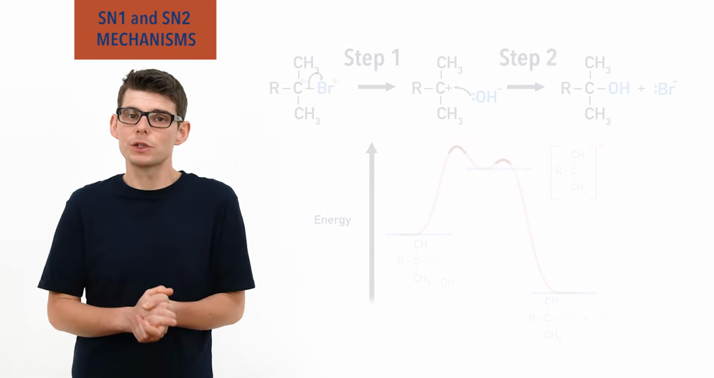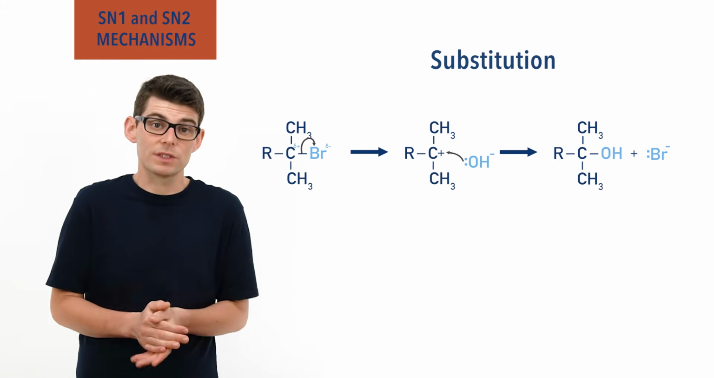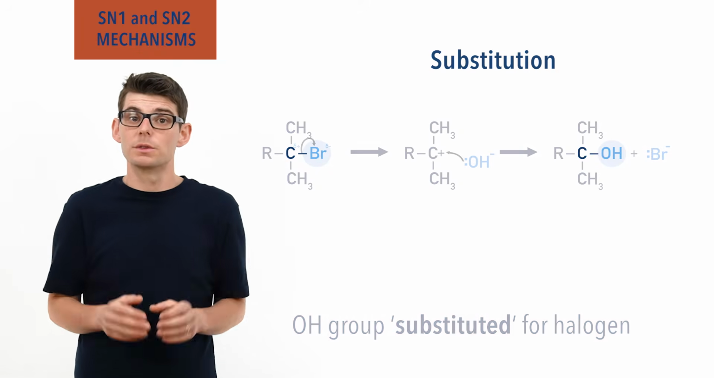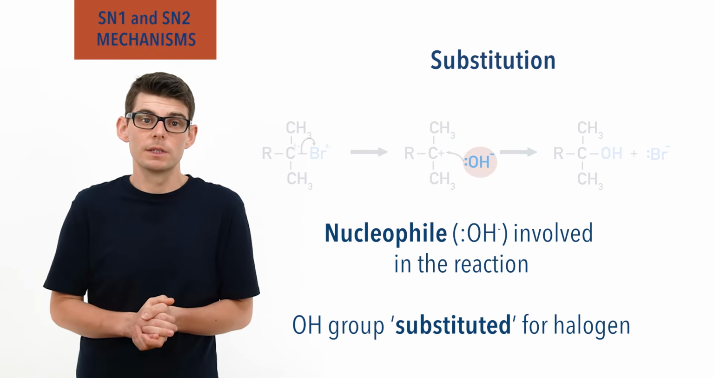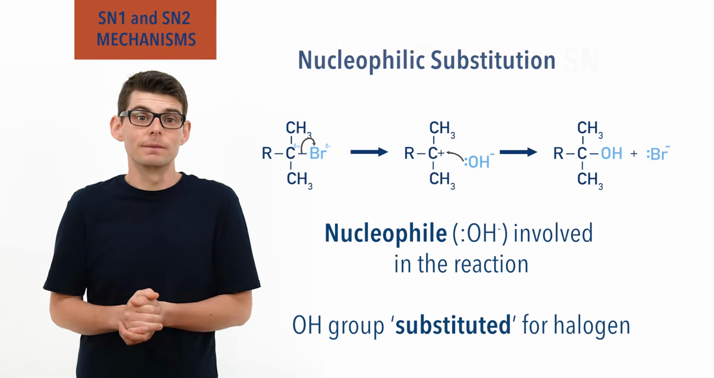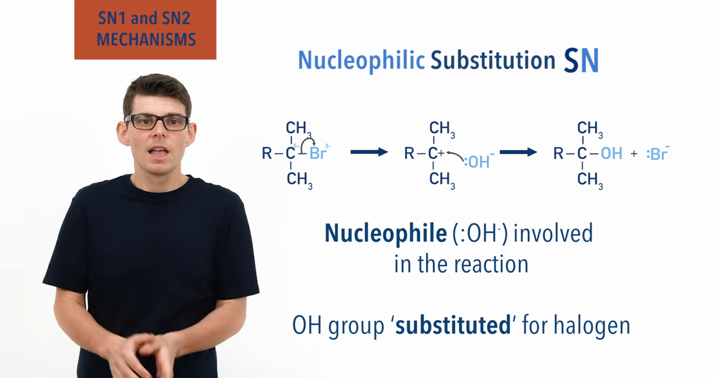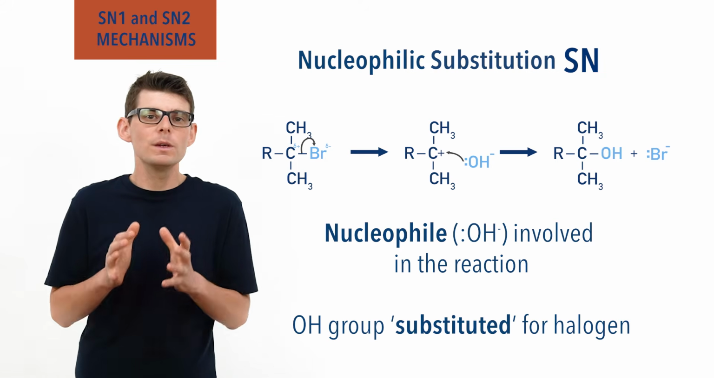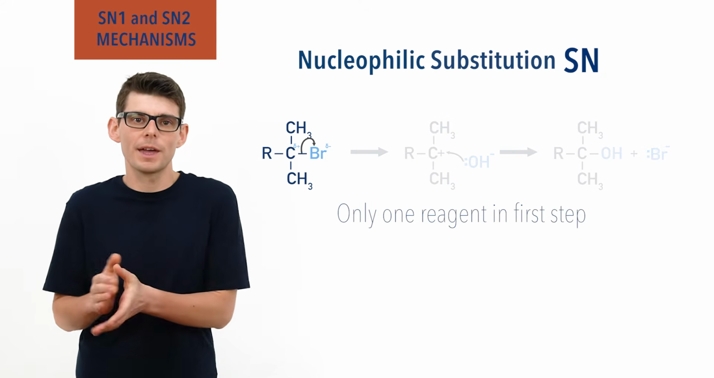Just like with the SN2 mechanism, the reaction occurring is a substitution. The hydroxy, OH group, is substituted for a halogen group, and it is a nucleophile that is being substituted. Nucleophilic substitution, or again, SN. S for substitution, N for nucleophilic. This time, however, only one reagent is needed in the first step to start the reaction.